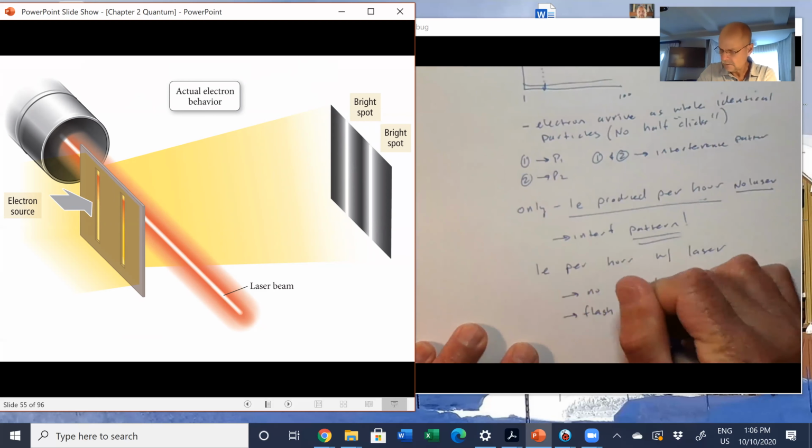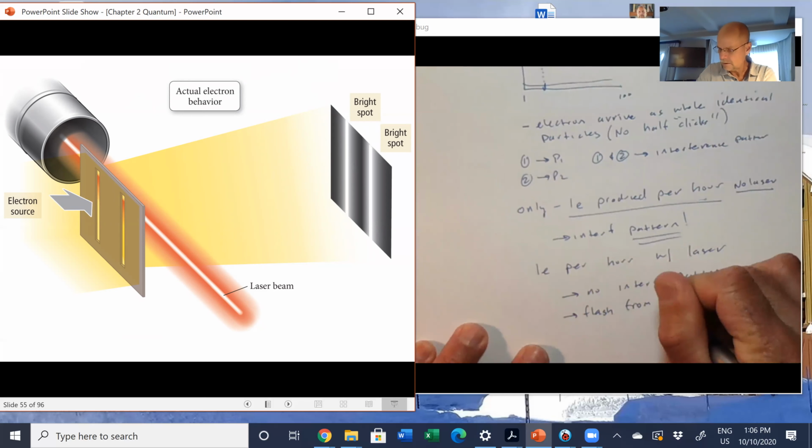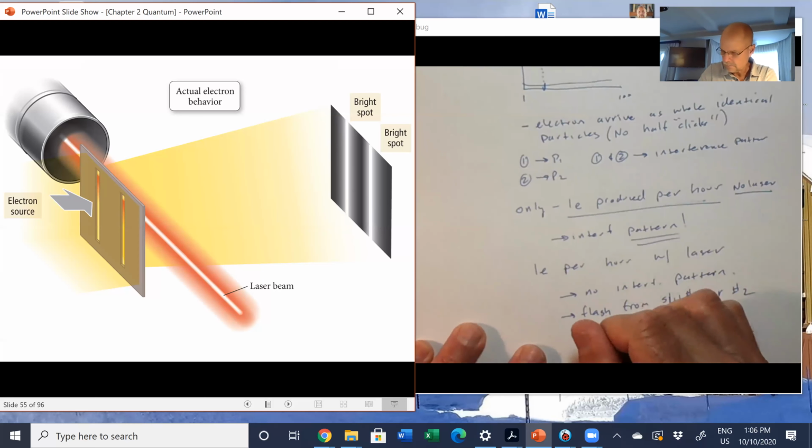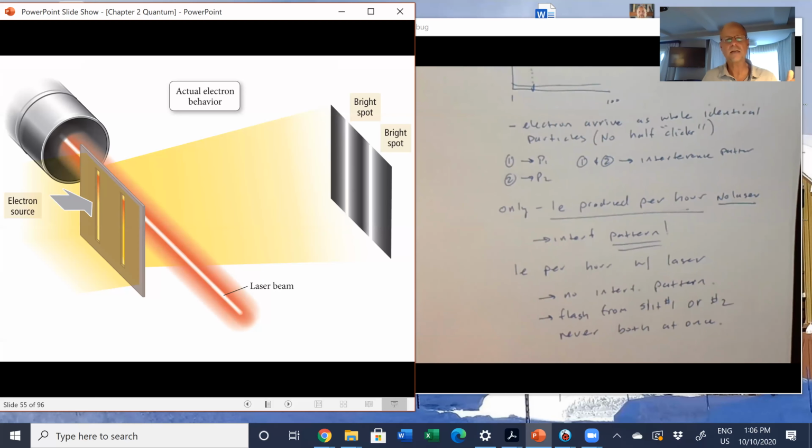Flash from slit 1 or 2, but never both at once. So in other words, when we turn on the laser, the electron is behaving like what? It's behaving like a particle, right? It's behaving just like a particle. When we turn off the laser, even if there's only 1 electron in the device at a time, that electron is behaving like a wave, right? It's behaving like a wave.